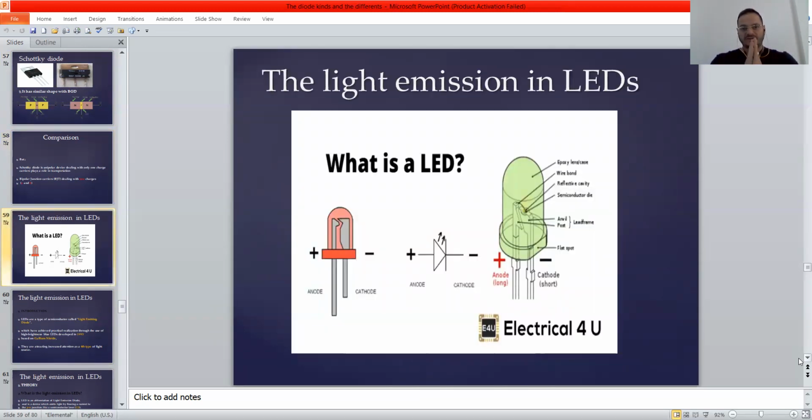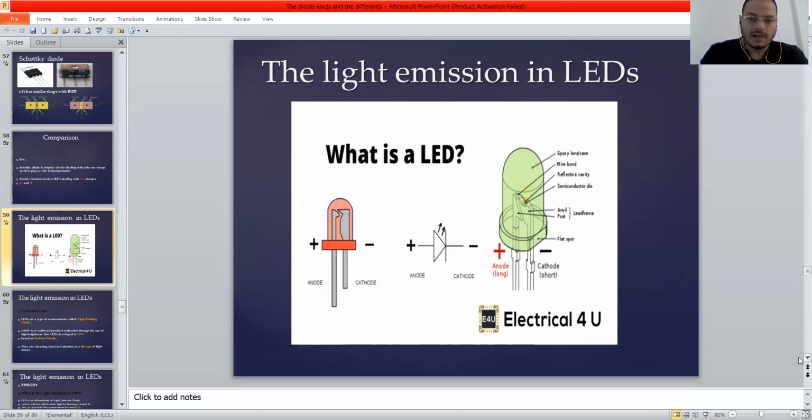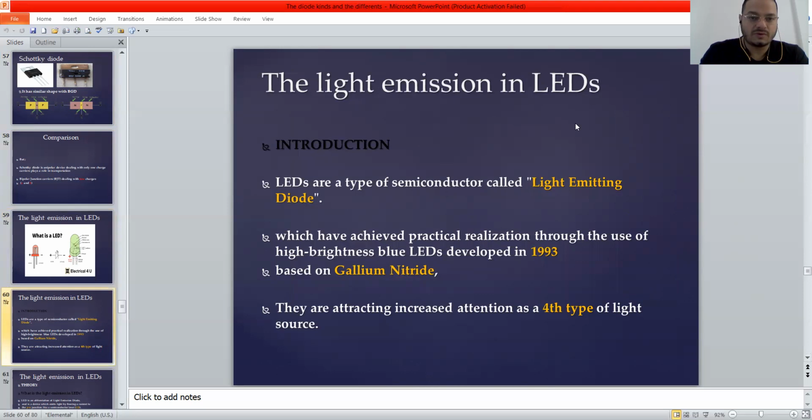Now let's focus on the LED. The great invention, we can say, is something like a revolution in the light field. Like we said, it has two terminals and is made from a p-n junction, but let's see why it can emit light, and what the difference is between it and the ordinary diode. Let's go deeper into the information.